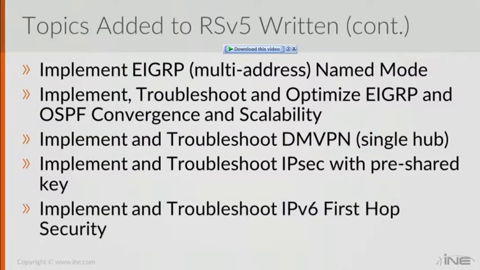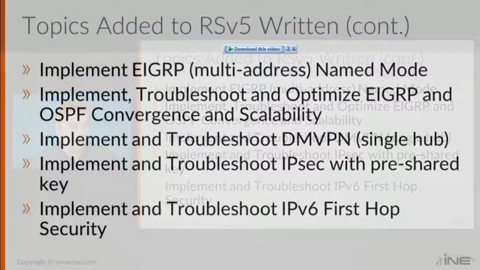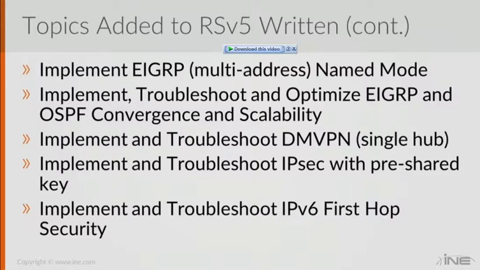We then have implement and troubleshoot IPv6 first hop security, which in the previous version of the exam, we already had IPv4 first hop security, which deals with things like dynamic ARP inspection, DHCP snooping, and IP source guard, where there's equivalents in the IPv6 world. There's just some minor differences of how the actual operation works, and then of course how the configuration works. So we'll look at that when we get to the security section, but it's not really a huge topic.